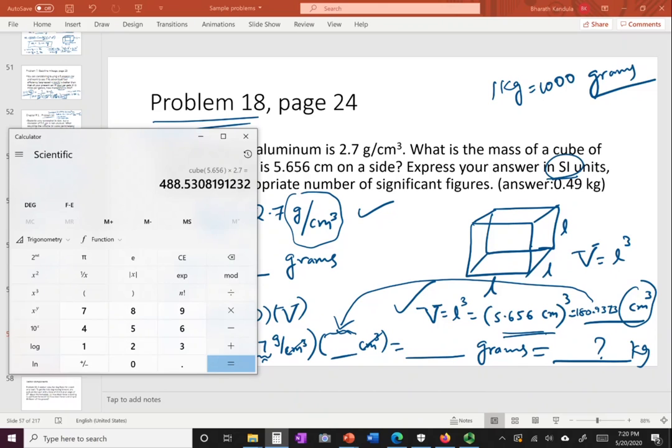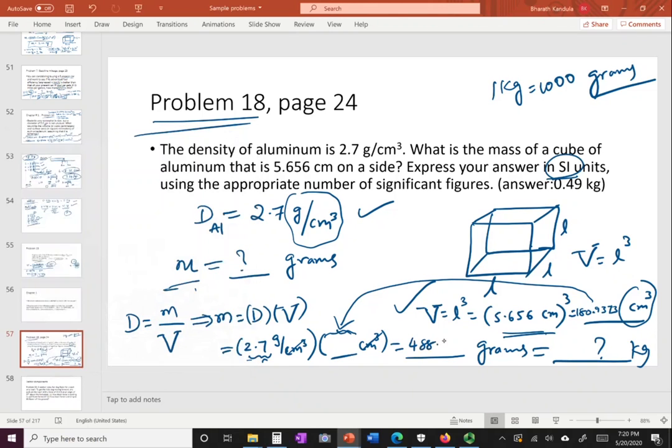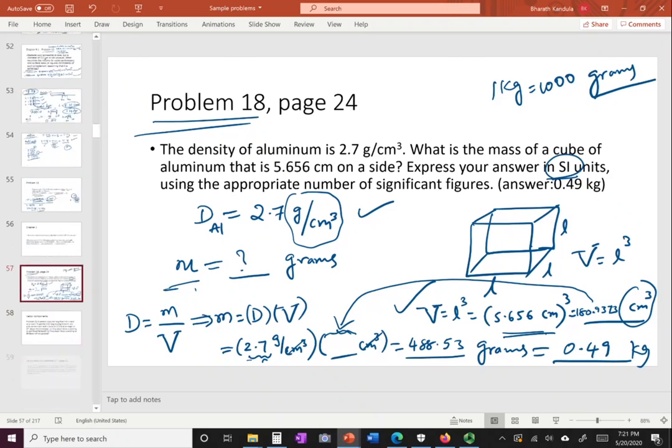Now you see we got 488.53 grams. But we need to write in kilograms with two sig figs. It will become 0.49 kilograms. Understand? So this is how we solve this problem.